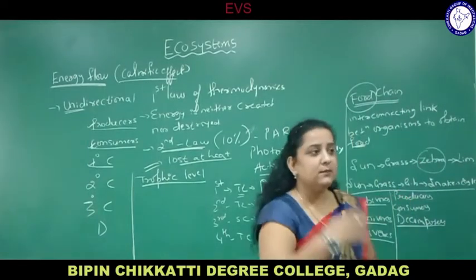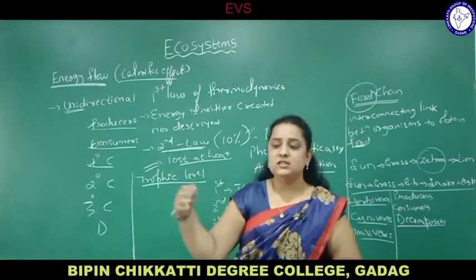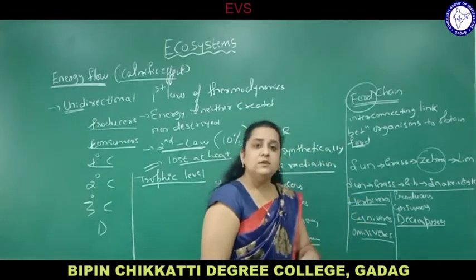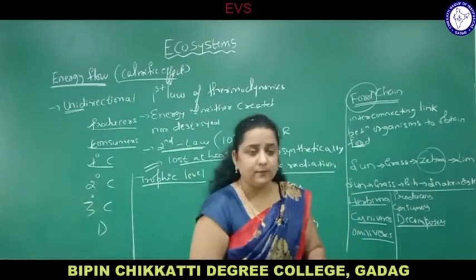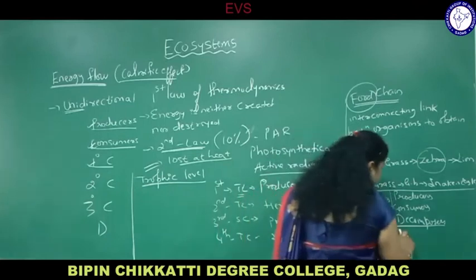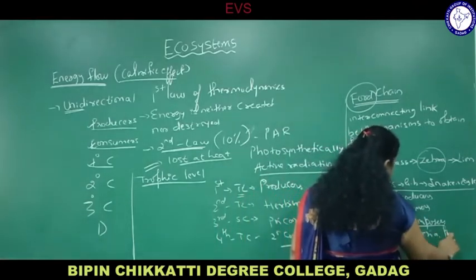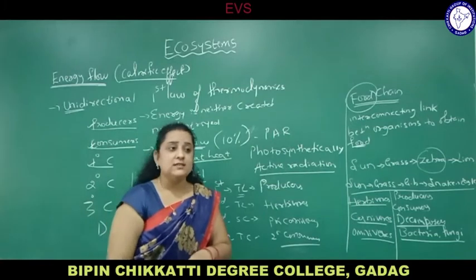Now, what happens if the animal or plant is dead? It is buried inside the earth. Decomposing means breaking down complex organic matter into simple absorbable form. Decomposers are bacteria and fungi. They decompose the dead organic matter. They are also called saprophytes.